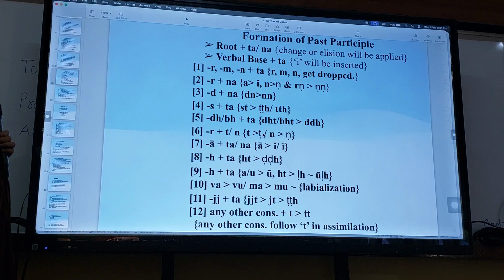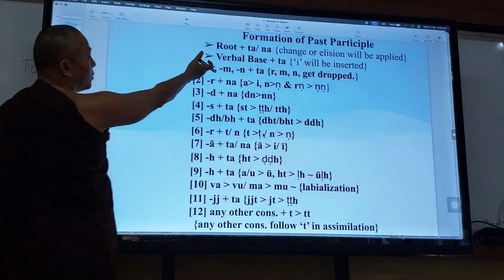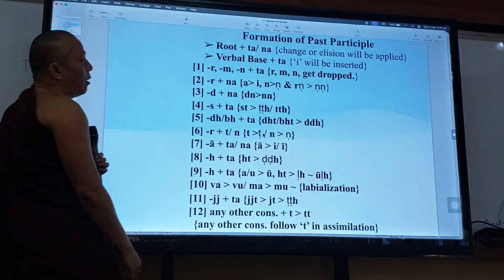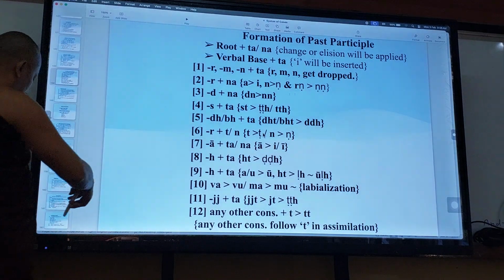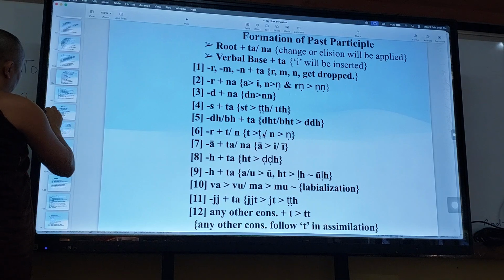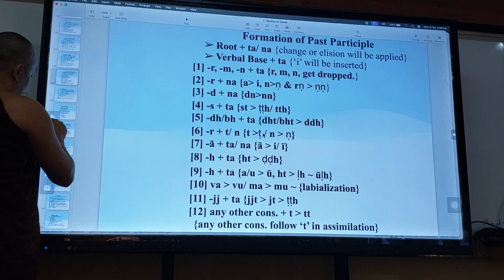Because those roots actually end in the ramana, commonly those ramana are dropped. We have already learned this widely, but again, for revision.